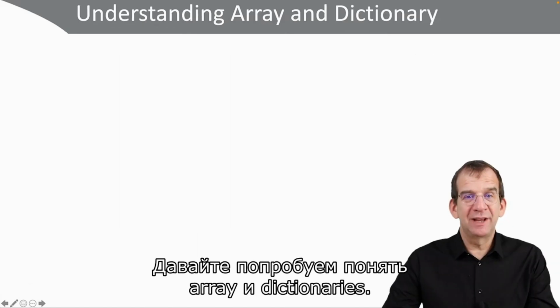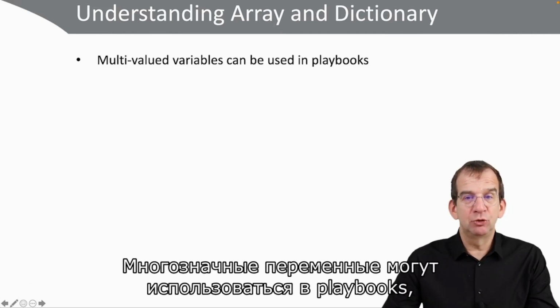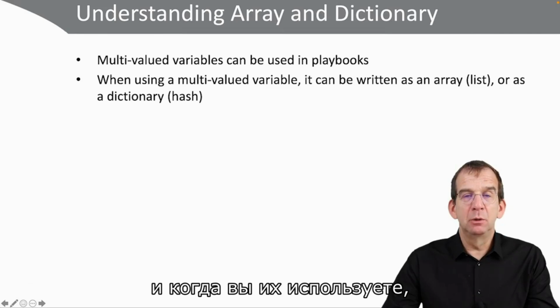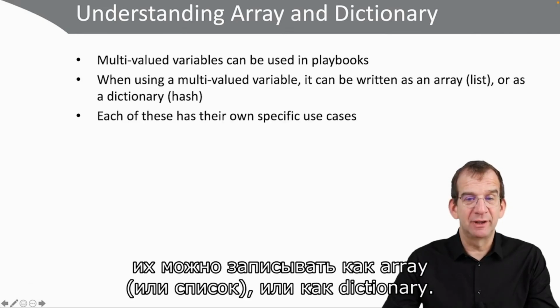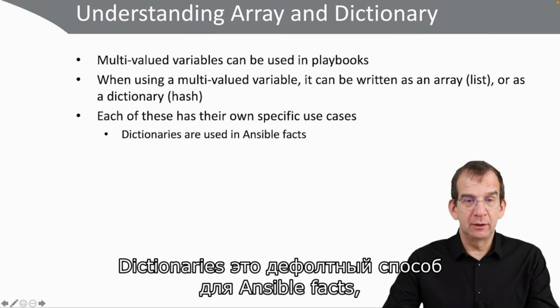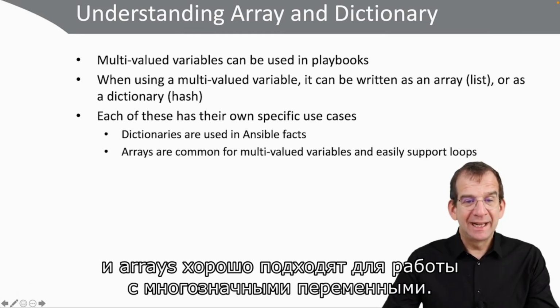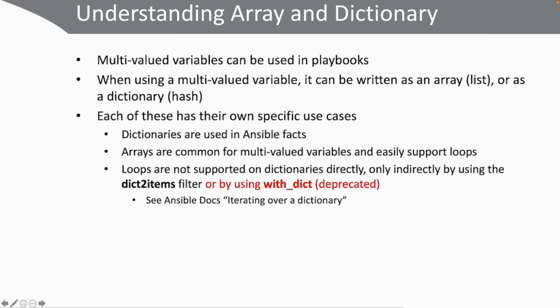Now let's try to understand array and dictionaries. So multi-valued variables can be used in playbooks. And when using a multi-valued variable, it can be written as an array or a list or as a dictionary. And each of these has their own specific use cases. Dictionaries are the default to use in Ansible facts. And arrays are common for multi-valued variables. And the big benefit is that they easily support loops.